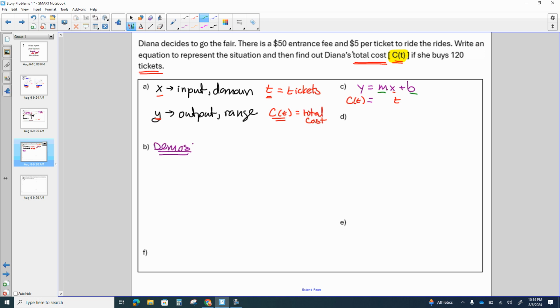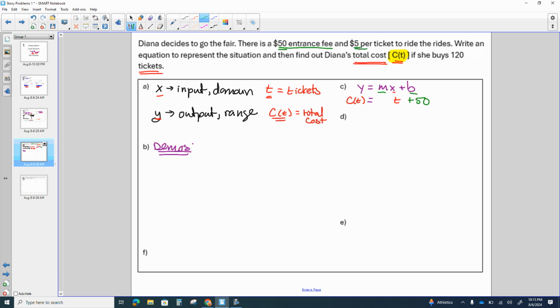So when I read this, I like to start with B. That's my fixed cost. If I don't buy a single ticket, not one single ticket, what will it still cost me to go into this fair? So when I look at this, I go, oh, it's going to cost me $50 just to enter. No matter what, it's going to cost me $50. So that's a positive 50. I'm going to have to add 50 every time.